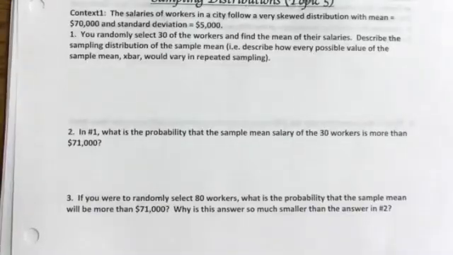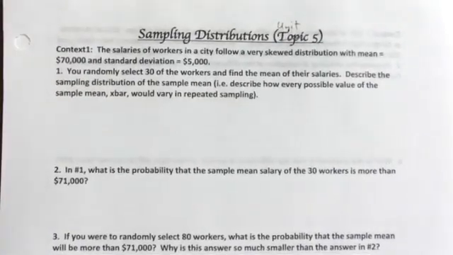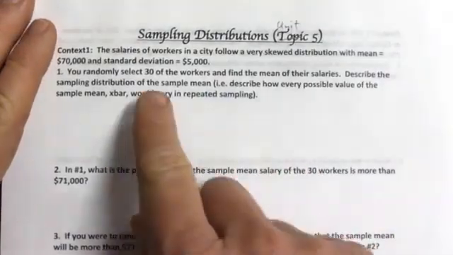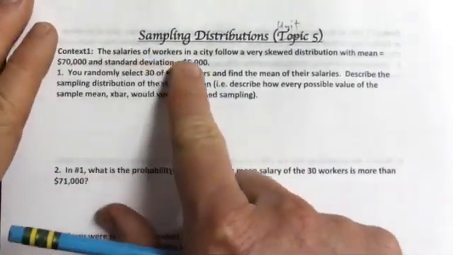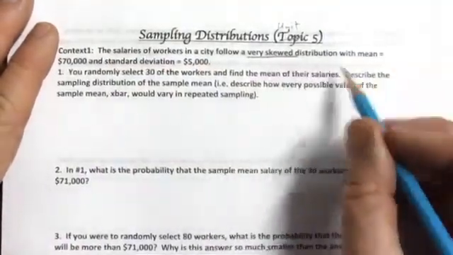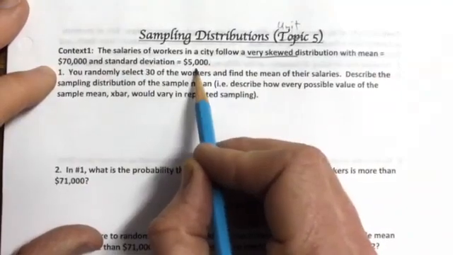Now let's look at some problems in regards to the sampling distribution. This theory is in essence the basis of how we come up with our numbers when we do statistical inference, in other words, when we make confidence intervals and do hypothesis tests. So this particular problem says the salaries of the workers in a city follow a very skewed distribution, with a mean of 70,000 and a standard deviation of 5,000.